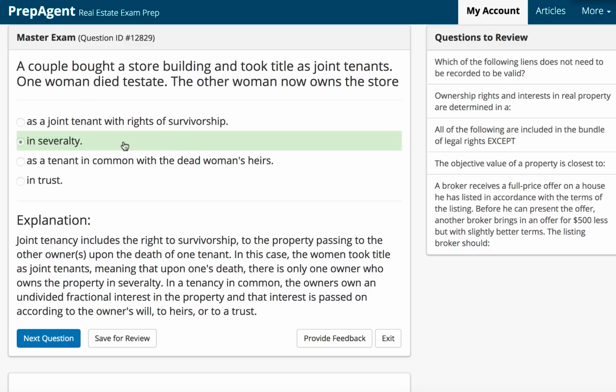So if it was 3 people, it would be A then, because it's not in severalty. It would say as a joint tenant with the remaining parties who have right of survivorship. That's how that would read. Because it's 2 people, it's one person. So if there was 3 people, it'd say the woman would now have it as joint tenants with the remaining surviving parties. Gotcha. Okay, makes sense.